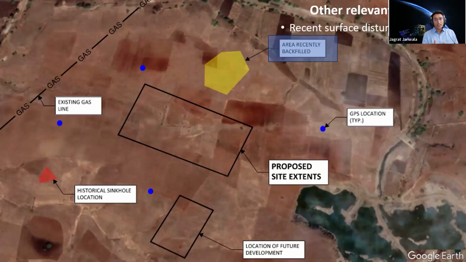Then other surface disturbance locations. Now, if the surface changes during the period in which InSAR estimates or interferometry is performed, then the estimates in those areas are not very representative of what's going on at the site. So you want to know which estimates you can be confident about and which estimates you should generally discount.